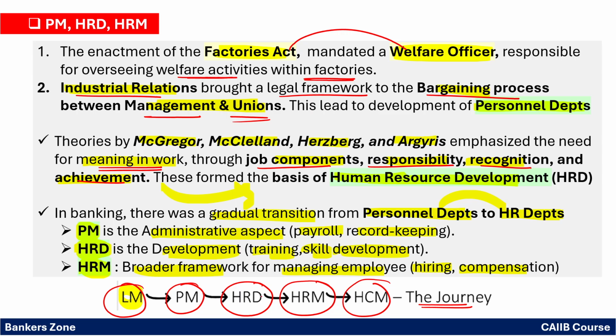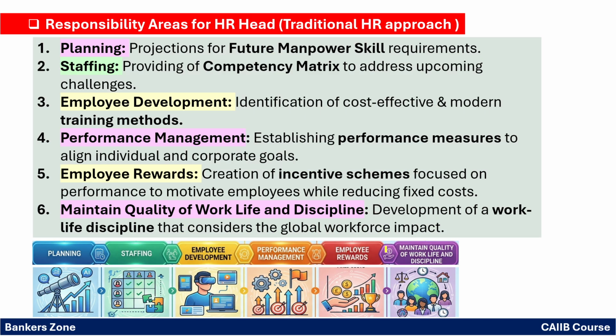Remember it, very important. Remember one thing, HRD is a subset of HRM. PM can be a subset of HRD. LM can be a subset of PM. In that way you remember, very simple, right? Okay. Now what are the responsibility areas of the HR head? So the HR head should be able to do planning. What is planning? Planning means simply what future manpower we require, what skills they should have.